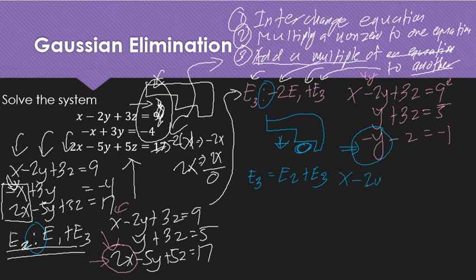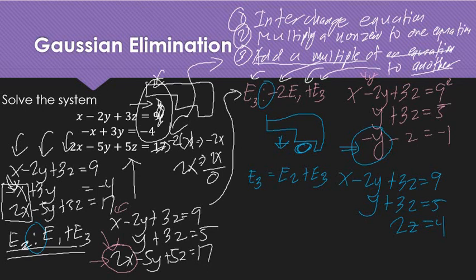So we'll have x minus 2y plus 3z equals 9 because we did not touch that. We're also not touching the second equation, y plus 3z equals 5. But we're touching the third equation. So now we need to add equations 2 and 3. y plus negative y is 0. I don't need to write that. 3z plus negative z is 2z, so I will write 2z here, and 5 plus negative 1 is 4.